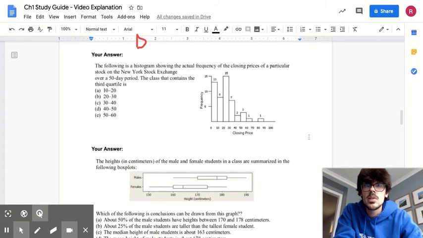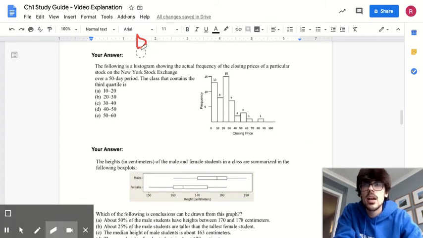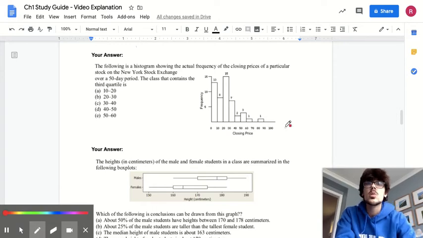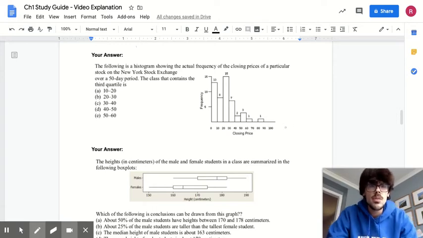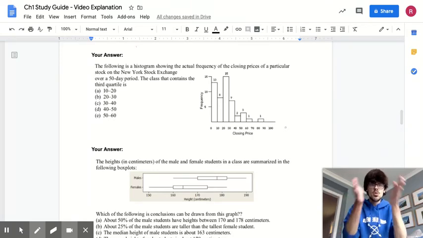We are looking at a histogram, and we're being asked to figure out where the third quartile is. So the third quartile is the 75th percentile. It's the 3/4 mark. If you take your list, you break it in half. That's the second quartile or the median.